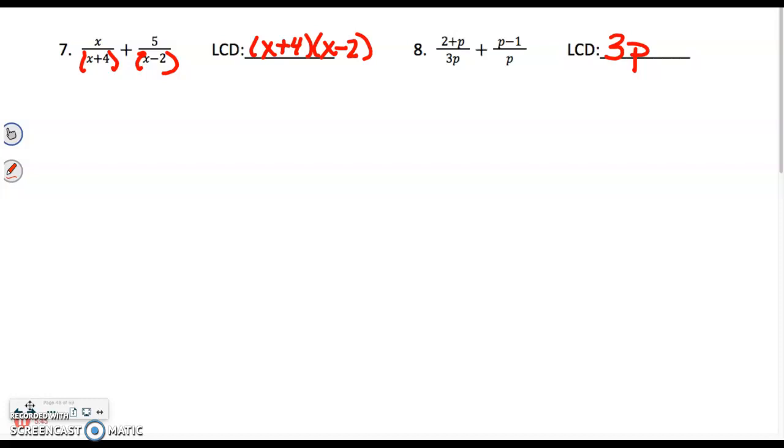On number 7, you still need to take that LCD, just like you've been doing, and you're going to write it on the bottom. I'll just do this one. I'll do 2 of them nice and slow. All right? And then you have to write it on the bottom of the other one.